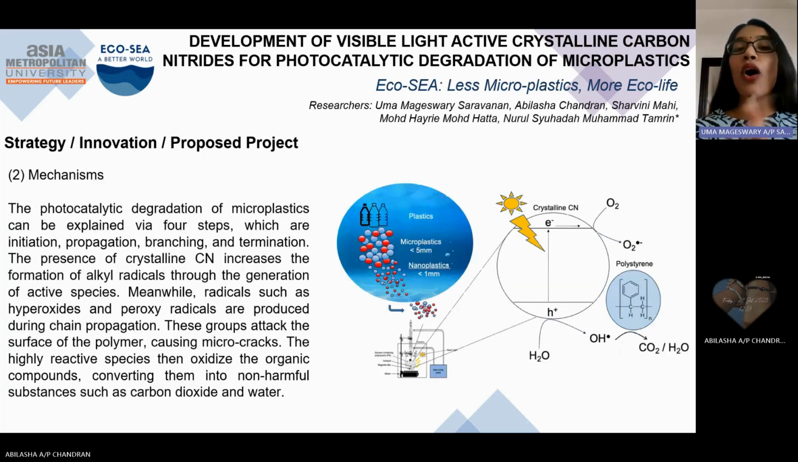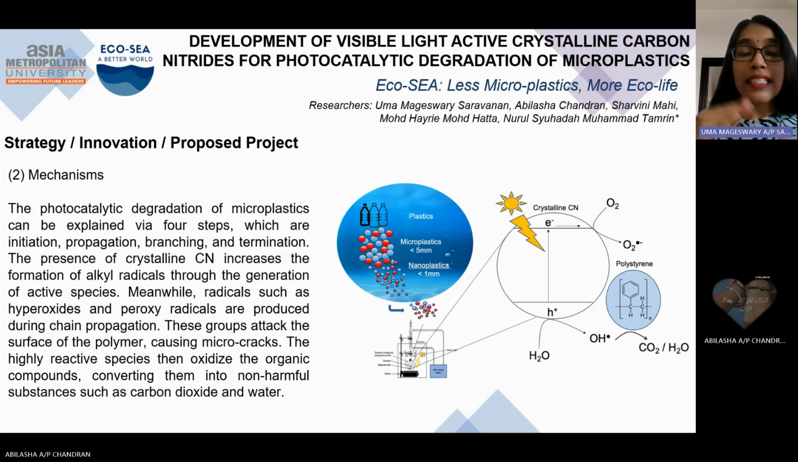The mechanism of how this proposed design would solve the problem could be explained via four steps, which are initiation, propagation, branching, and termination. The radiation of light will excite the electron from the valence band of crystalline CN to the conduction band of crystalline CN. The excited electron will reduce the oxygen to superoxide radicals. Meanwhile, the hydroxyl will oxidize to hydroxyl radicals. These radicals, so-called reactive oxygen species, will later create the alkyl radicals.